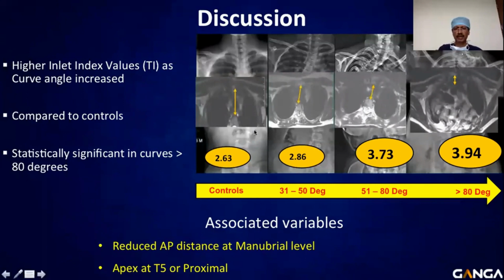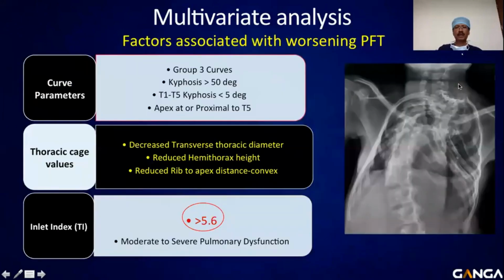Now you can see that the distance between the vertebra and the sternum in controls is so huge compared to what can happen when there is a huge lordotic compensatory curve at the same level when there is a huge deformity. Now, we did a multivariate analysis on what were the factors which affected the pulmonary function, and apart from the curve parameters of increased kyphosis, an upper level kyphosis, and an apex proximal to T5, we found that one of the things which was significantly correlating with pulmonary function was a thoracic inlet index of greater than 5.6.